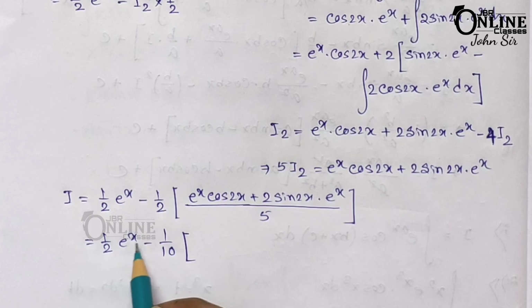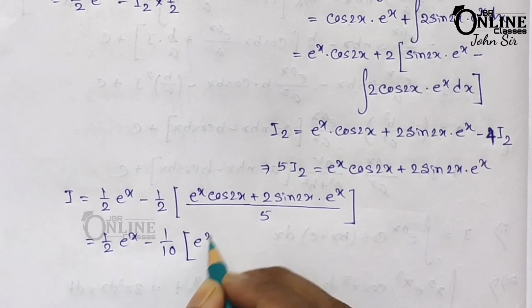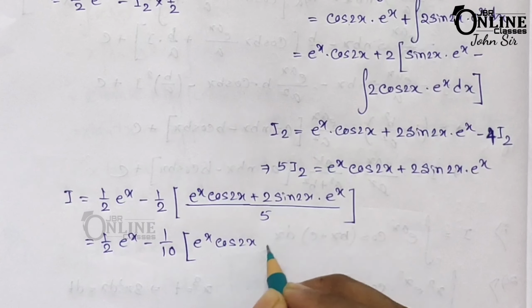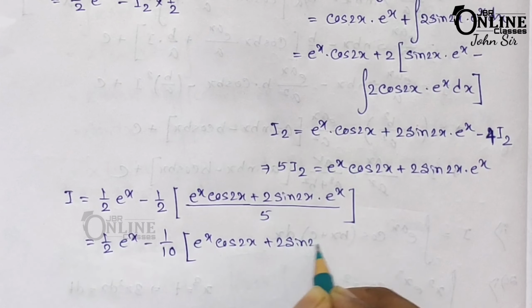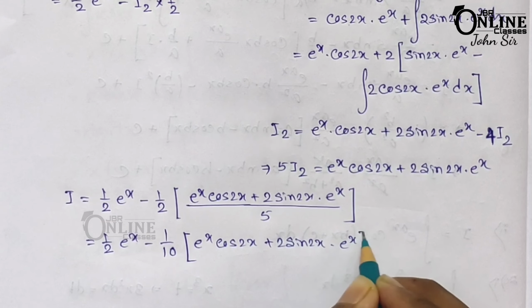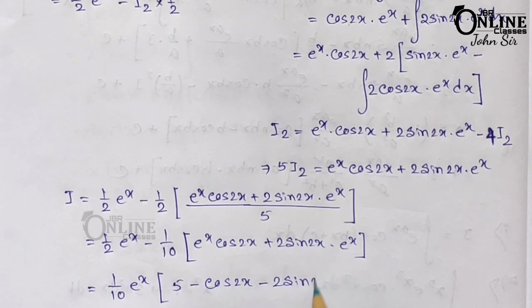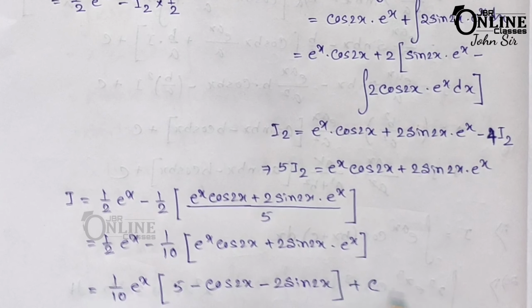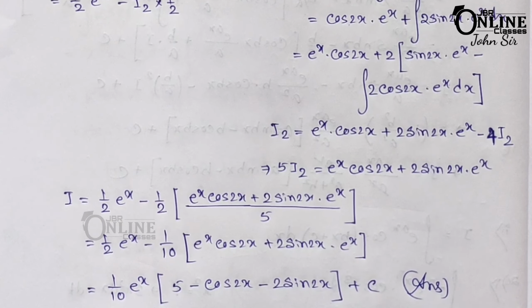So now half e to the power x minus 1 by 10 e to the power x cos 2x plus 2 sin 2x into e to the power x. So now if 1 by 10 e to the power x common, it will be 5, then minus cos 2x, and then again minus 2 sin 2x as your answer.